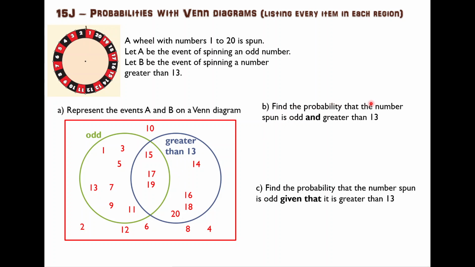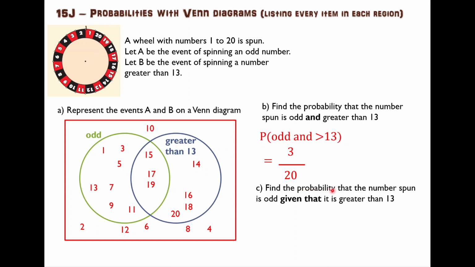Now, let's find the probability that the number that we spin is odd and also greater than 13. Out of these 20 numbers, how many of these are odd and also greater than 13? 3 of them are odd and greater than 13. So 3 out of 20 outcomes match what we're looking for. So the probability that it is odd and also greater than 13 is 3 out of 20.